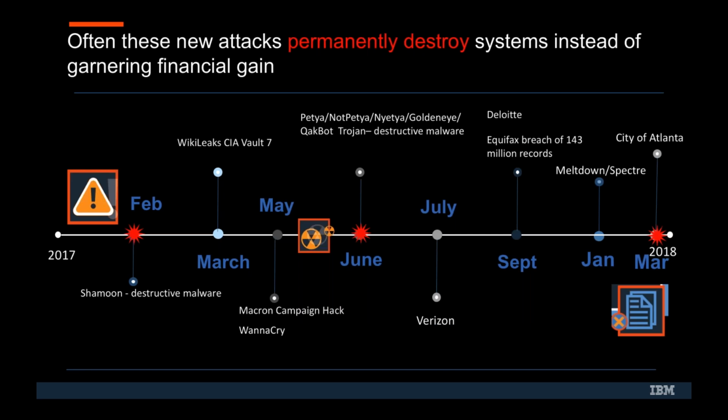As I alluded to, often these new attacks permanently destroy systems instead of just going after financial gain. And that can have a much more significant impact. In the case of NotPetya last summer, we saw this specifically in some organizations that were in the news with the impact that it caused to their business, the disruption of having all of their systems unavailable for, in some cases, weeks at a time, and just not having the ability to respond and have their critical business systems back up and running when destructive malware comes in and takes those down.